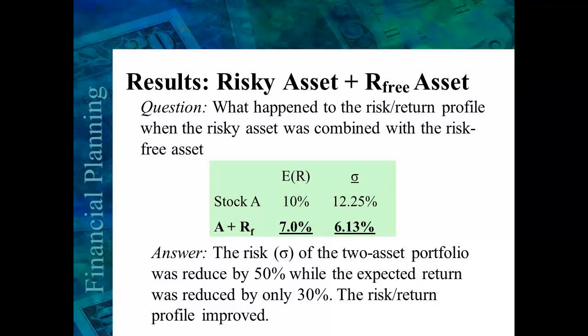Question: what happened to the risk-return profile when the risky asset was combined with the risk-free asset? Answer: the risk, standard deviation, of the two-asset portfolio was reduced by 50%, while the expected return was reduced by only 30%. The risk-return profile improved.